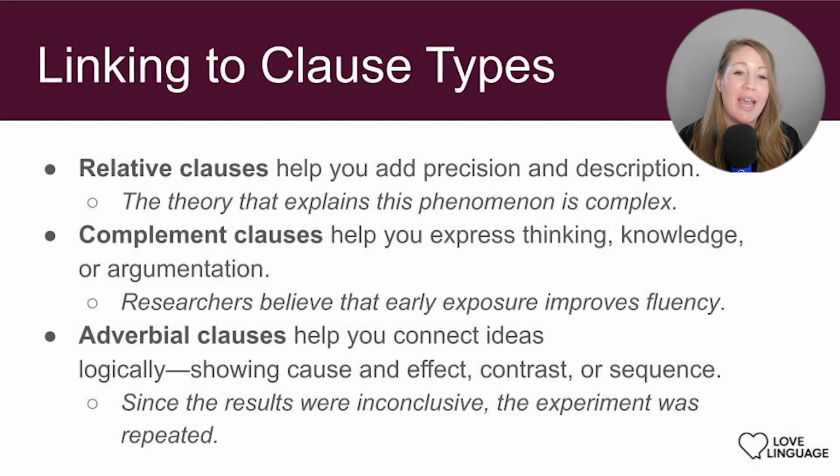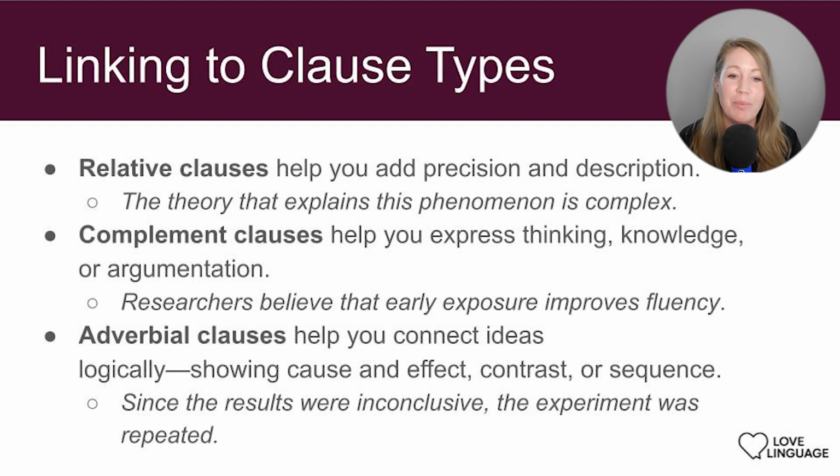Relative clauses help you add precision and description. They're useful when you want to specify exactly who or what you're talking about. For example, the theory that explains this phenomenon is complex. This adds clarity. Complement clauses help you express thinking, knowledge, or argumentation. They're essential in academic writing for reporting information or viewpoints. For example, researchers believe that early exposure improves fluency. Here, the complement clause presents what researchers believe.